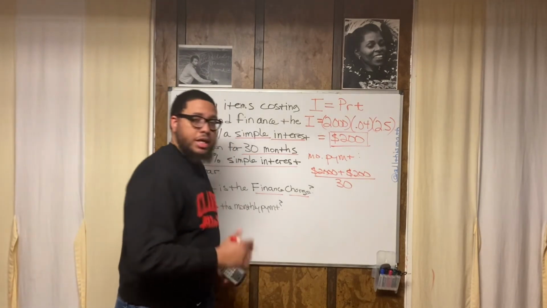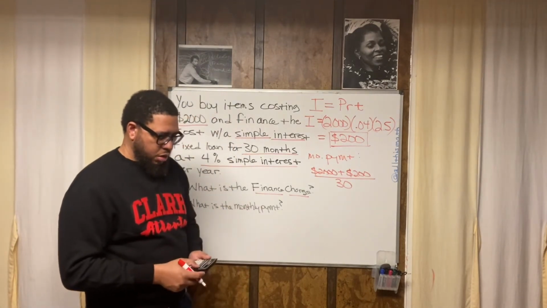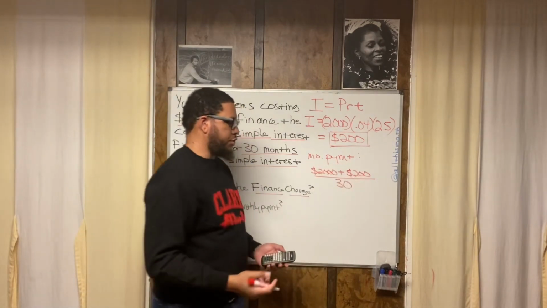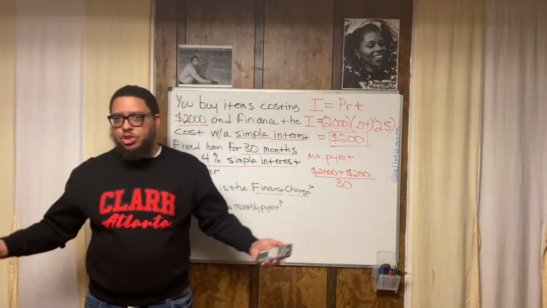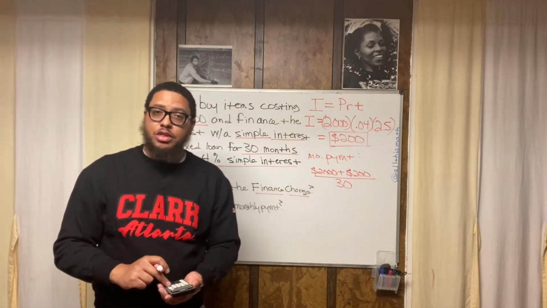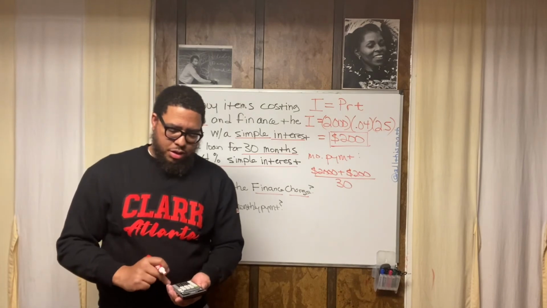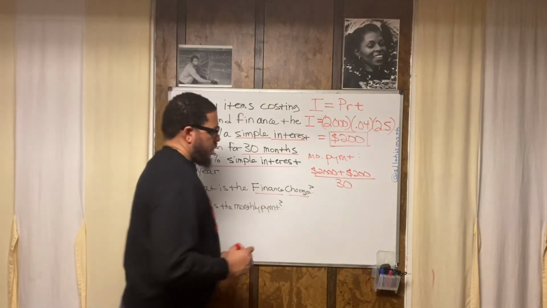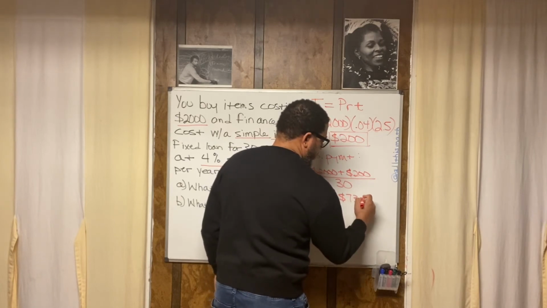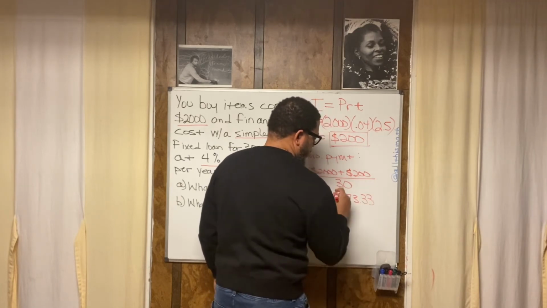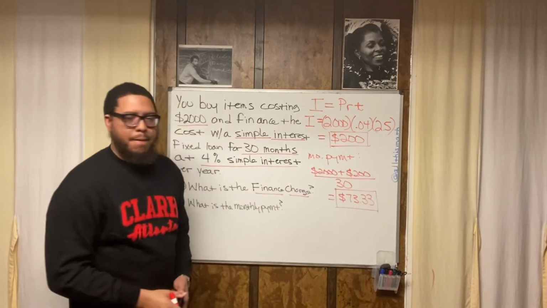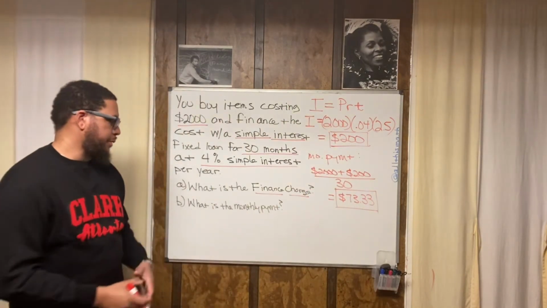So we go back to the calculator. We're going to simplify the numerator first. We're going to do 2,000 plus 200. I don't need to put that in the calculator. That's straight 2,200, right? So we put in 2,200 and we're going to divide by 30. And that's going to give us $73.33. So that's your monthly payment. And that's your second answer.